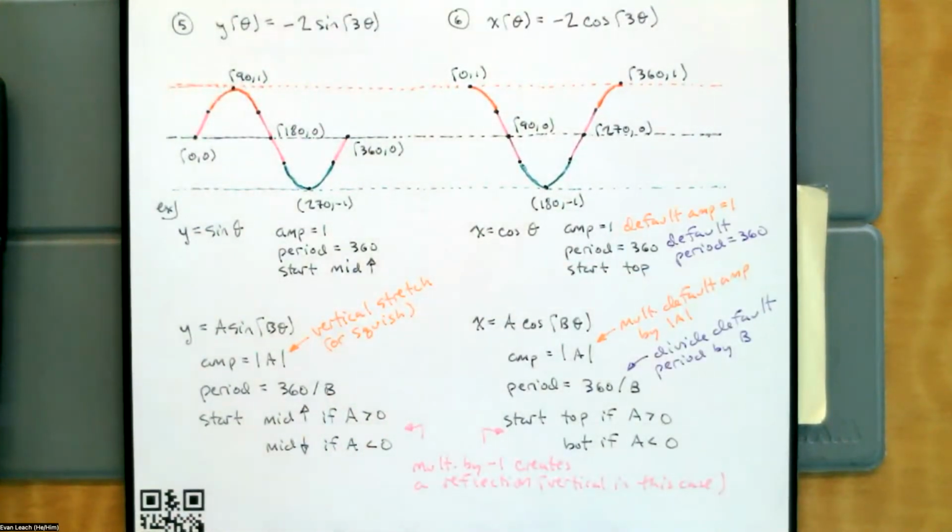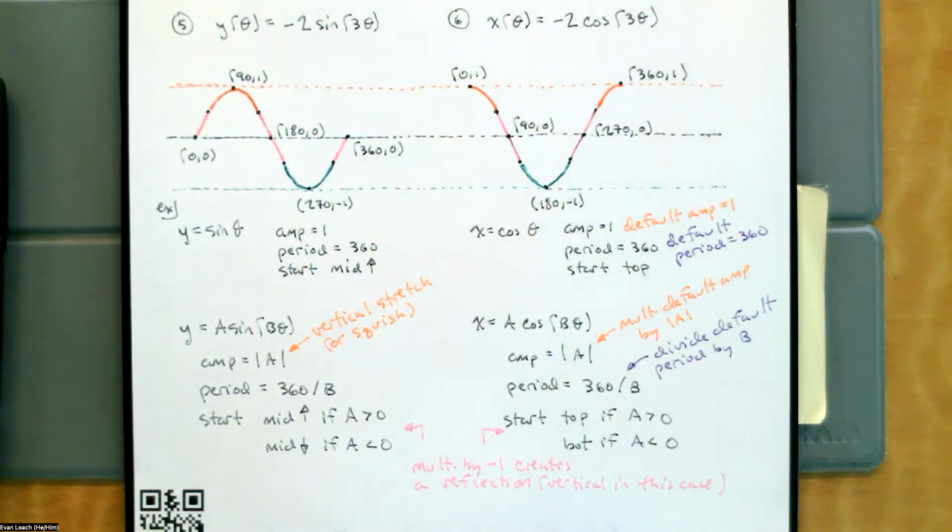If A is bigger than 1, like it was in these, because I forgot to include something like 0.5, a missed opportunity, that multiplication outside the trig function is going to make a vertical stretch if it's bigger than 1, or a squish if it's less than 1. A stretch or a squish.